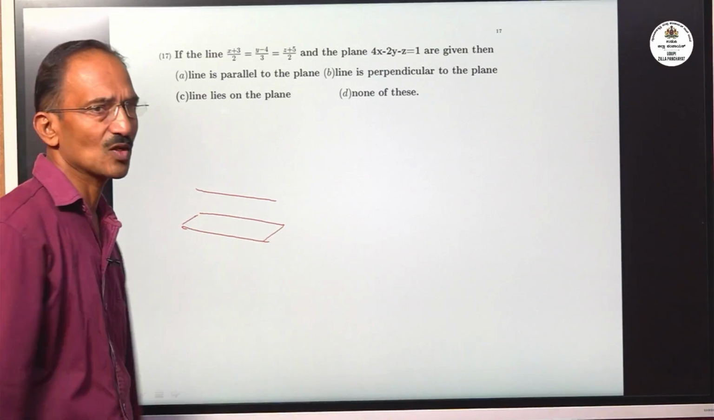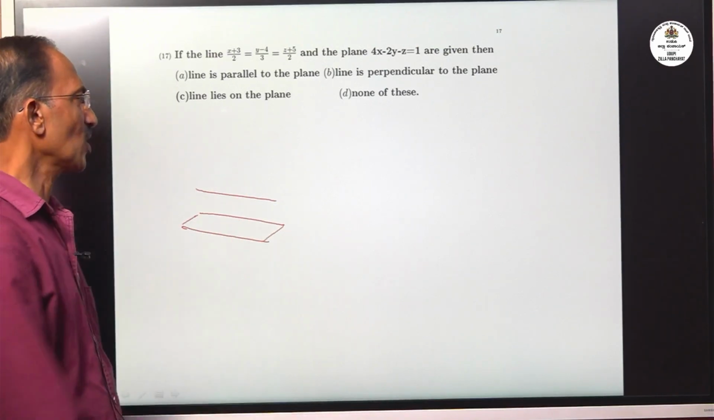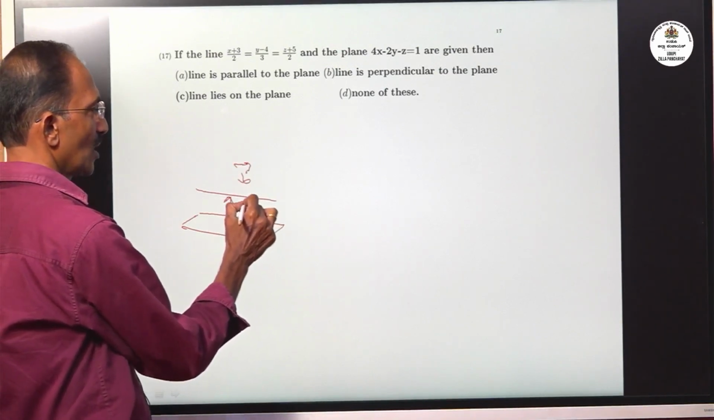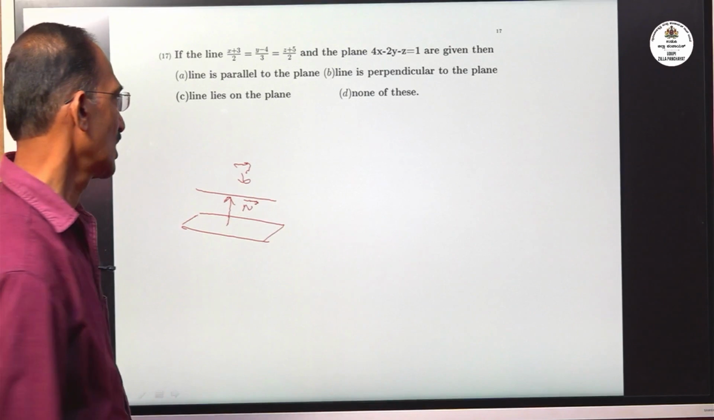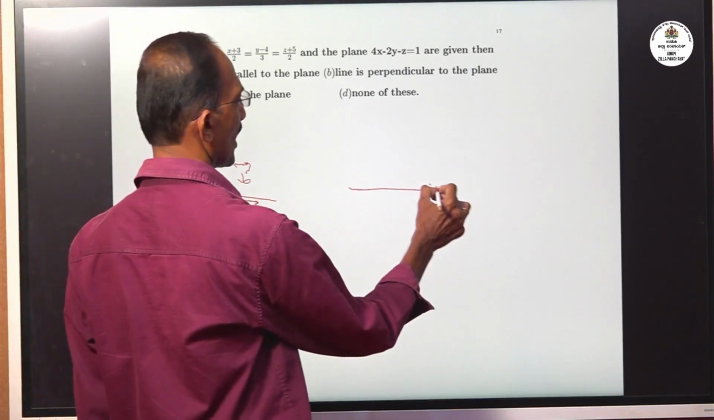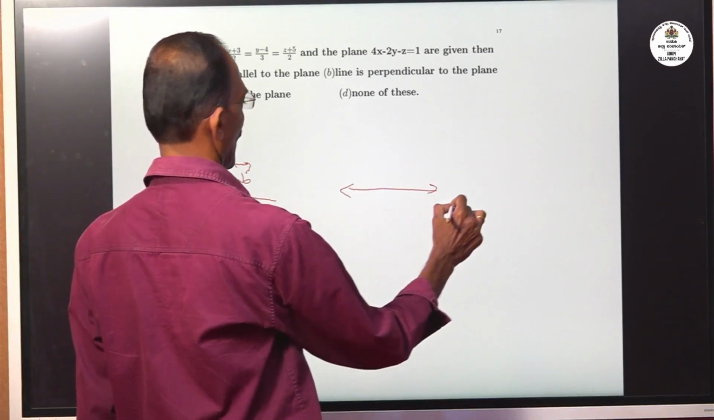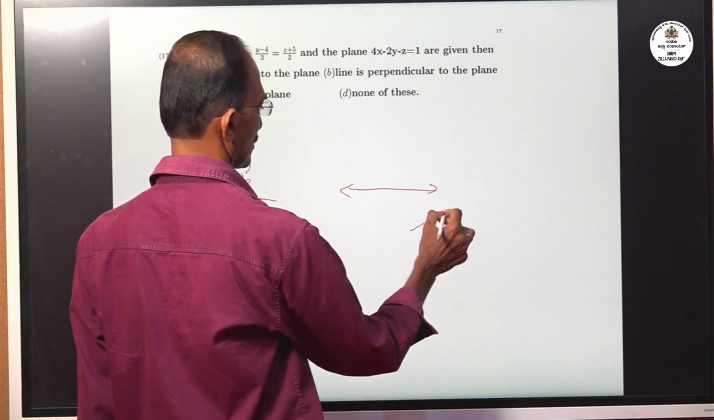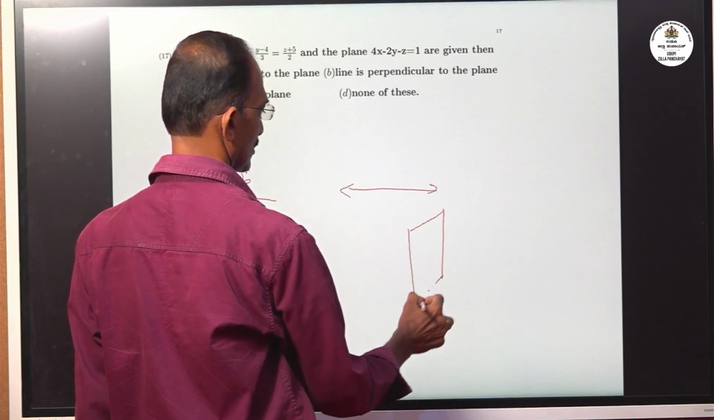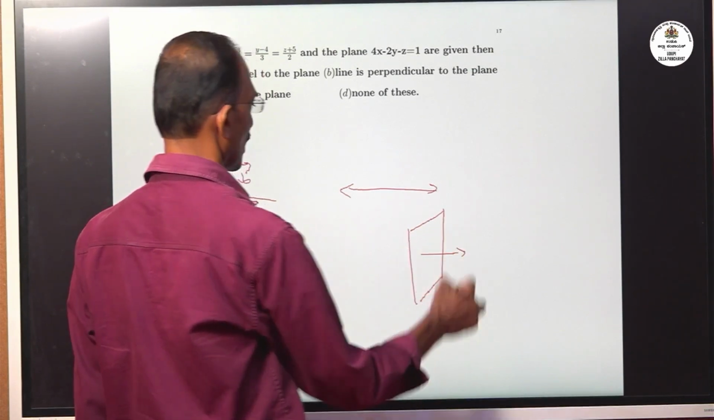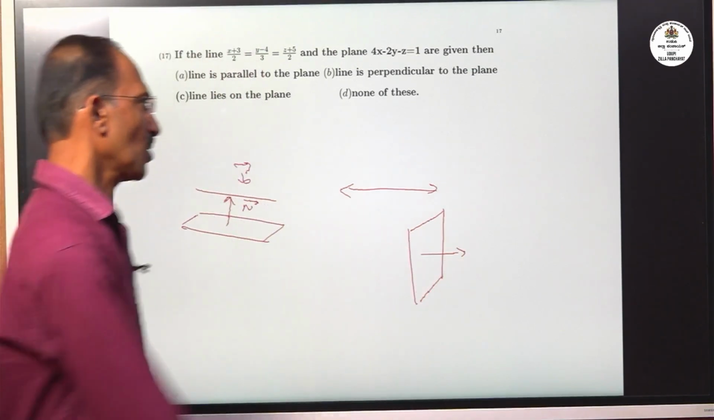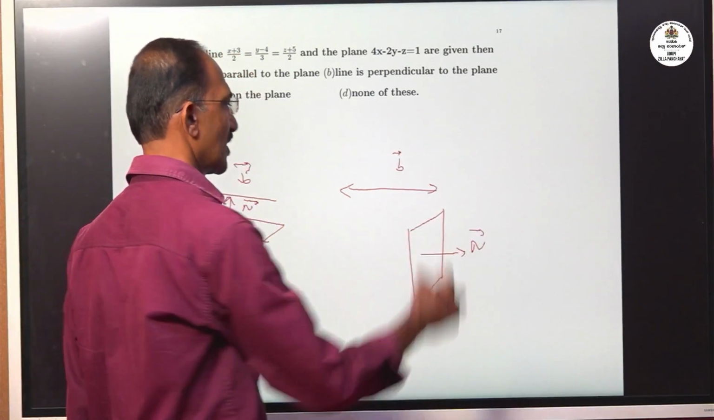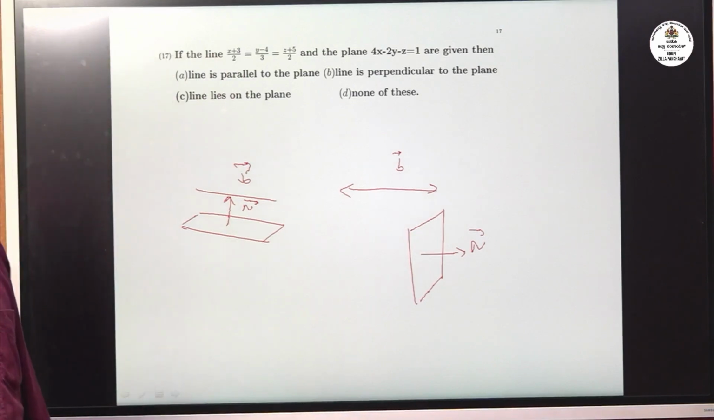If the line is parallel to the plane, then the vector parallel to the line, the b vector, and the normal vector of the plane are perpendicular to each other. So what happens if the line is perpendicular to the plane? Then the normal vector is parallel to the line.